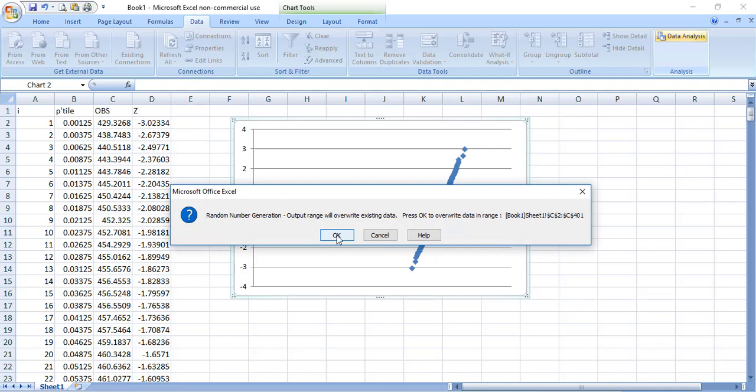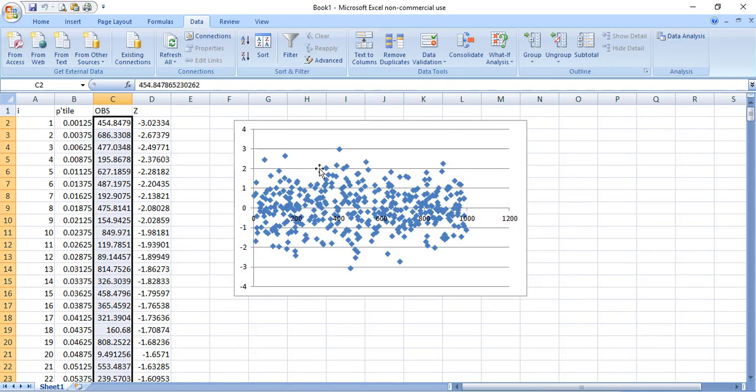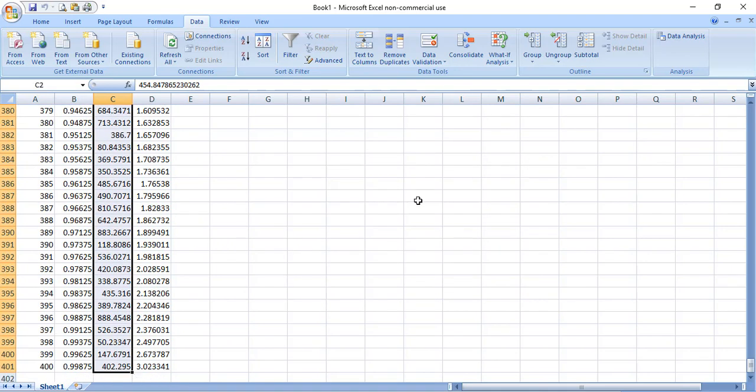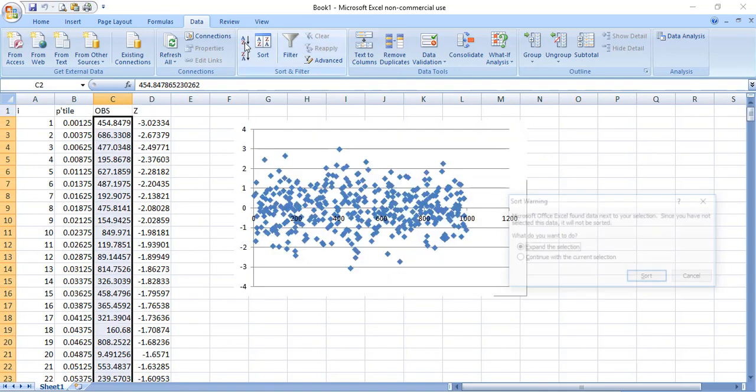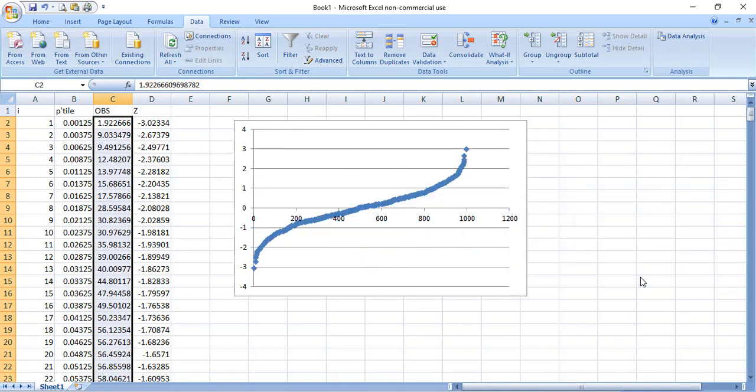Excel will warn me that I'm overlaying the data I generated last time. That's fine with me. Now notice the data comes out very, very random in a pattern. Don't panic at that. That's because the random data has not been sorted yet. So I need to remember to take my column and sort C into ascending order. And that's when I get my curves.